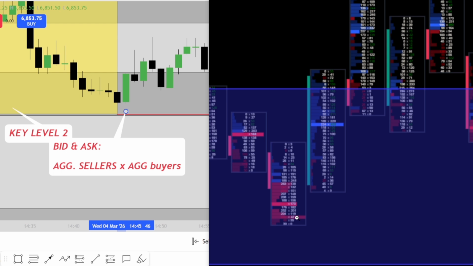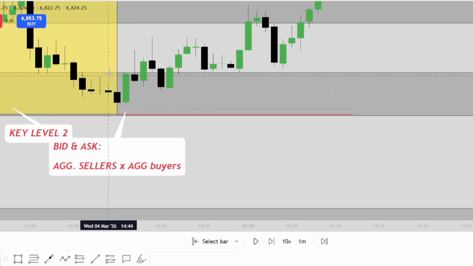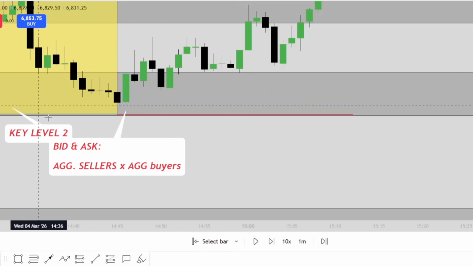Is it the sellers? Is it the buyers inside of this key level? Notice how we've started with a key level. We waited for the market to enter the key level, and now we're looking at order flow. So this is step 3. You want to understand what was going on inside of this key level.